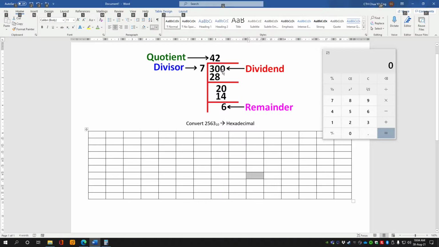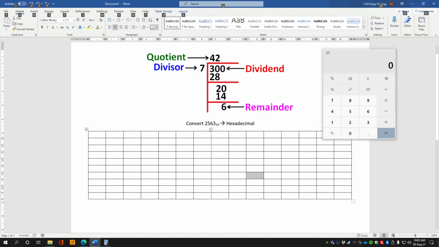So if we go through the long division, we will end up with 42 as the quotient and 6 will be the remainder. So in conversion for decimal to hexadecimal, we are worried about the remainder, because the remainder is the one that will tell us what the hexadecimal equivalent is.